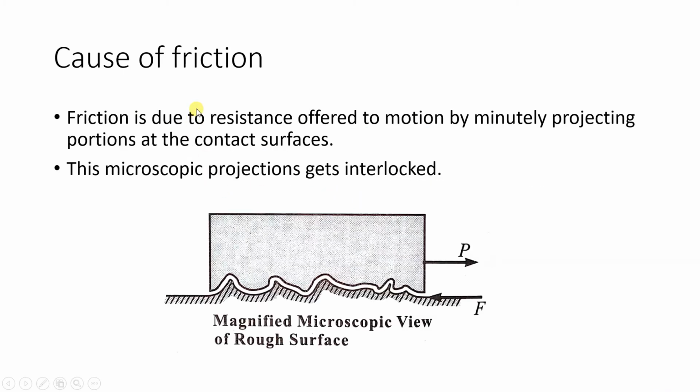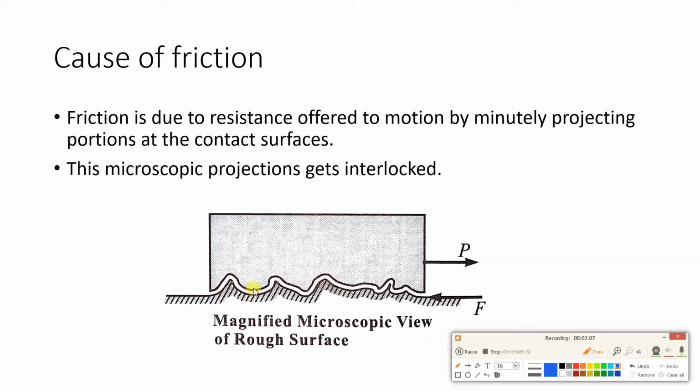Now what are the causes of friction? If you see the block, this block has been placed on a horizontal plane, and if a magnified microscopic view of this surface is seen, it will be rough. Here you can see these are projections. This surface is having projections like this, and this is the block, on which some projections are also there.